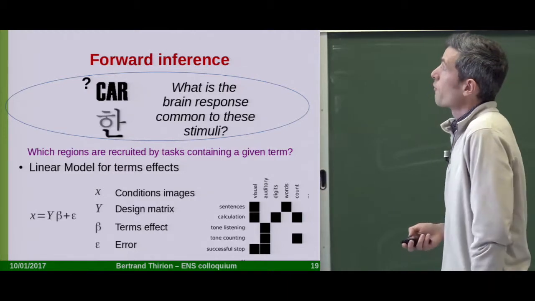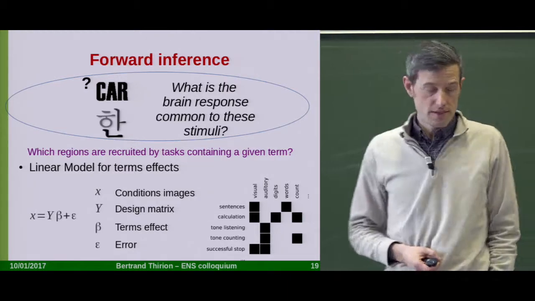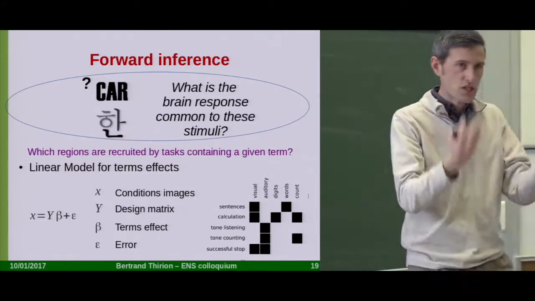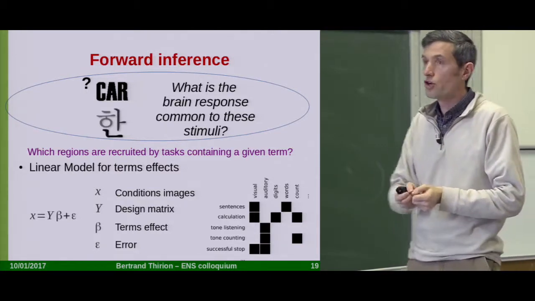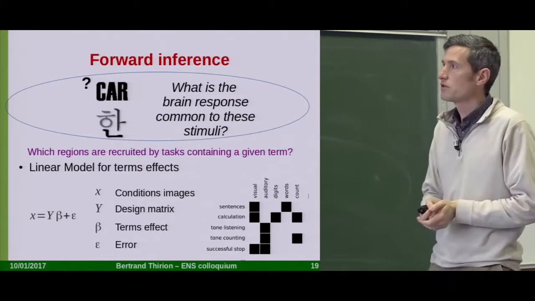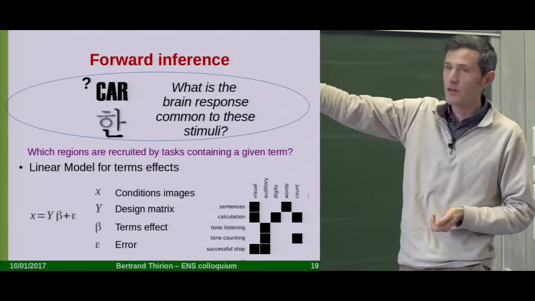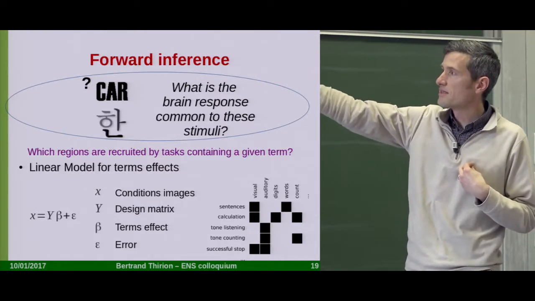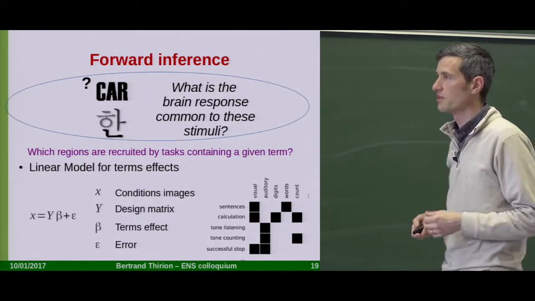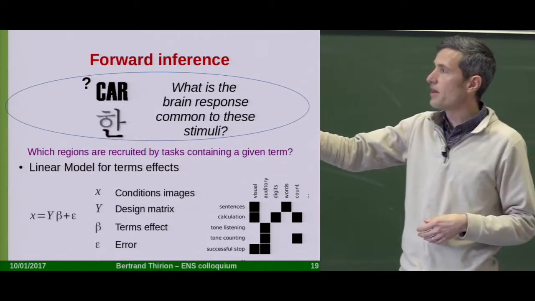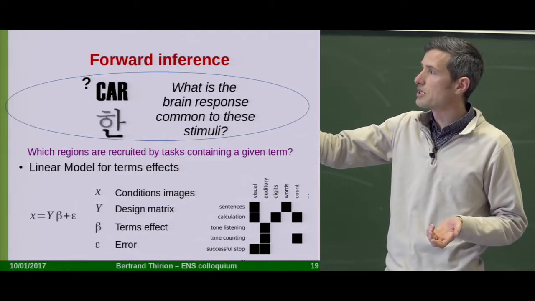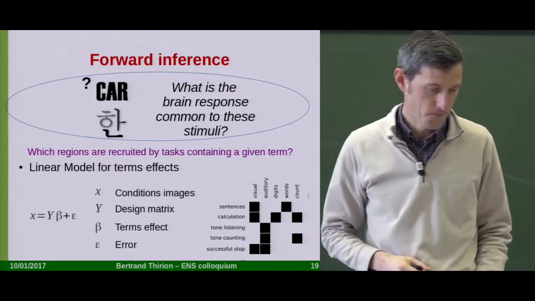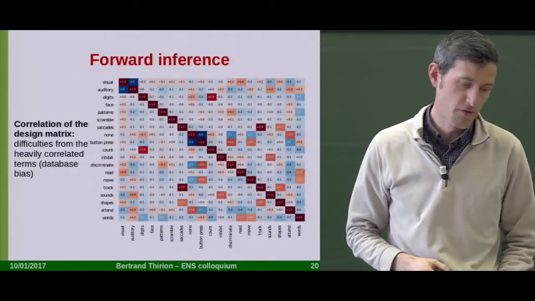And then we try to run forward inference. Forward inference in that case means you try to represent all the experimental conditions that were presented to the subjects in a common vocabulary, an ontology if you want. And so you encode this. This is a design matrix that you can see here. It's just an occurrence matrix that tells you that when you do, for instance, tone counting, this involves auditory activity and counting activity. So you create this big design matrix, and then you use it to explain the brain images by finding the effect betas that relate to the effect of the term.